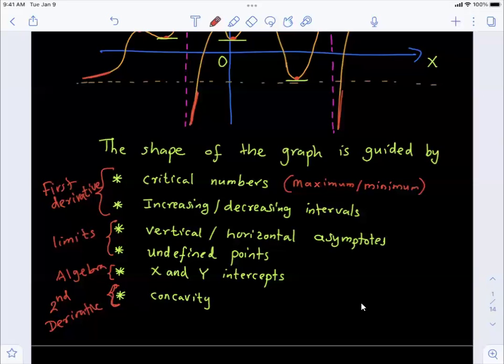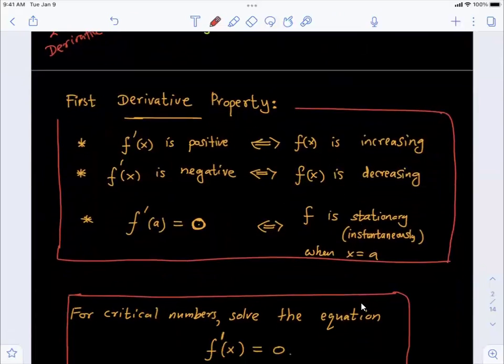We will look at critical numbers. We will look at increasing and decreasing properties. We are not going to learn them just as theory. We are going to put it into practical form, and we will work with that right away. And then when it comes to concavity, I will show you what it means and how the second derivative can help us recognize it. All right, let's start our journey. The first derivative property.